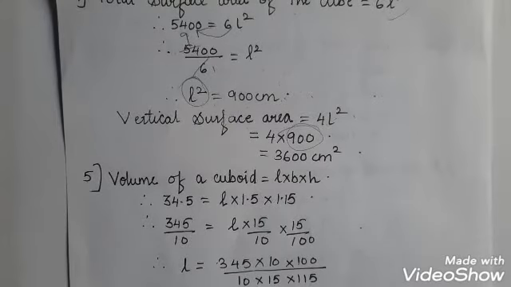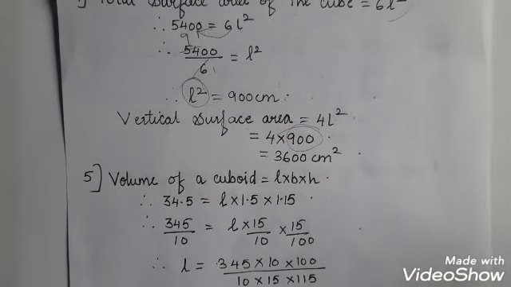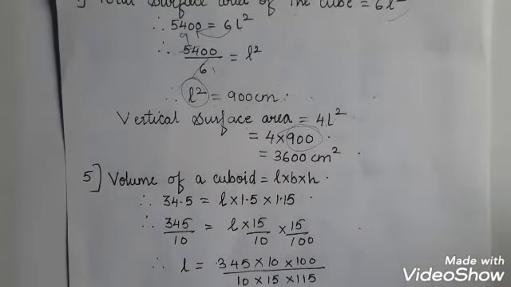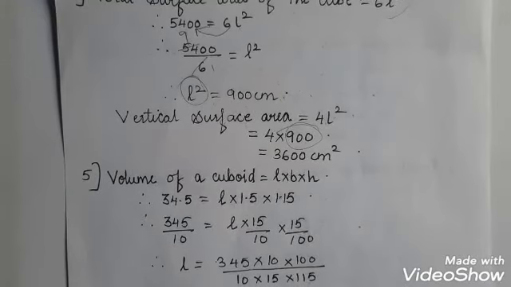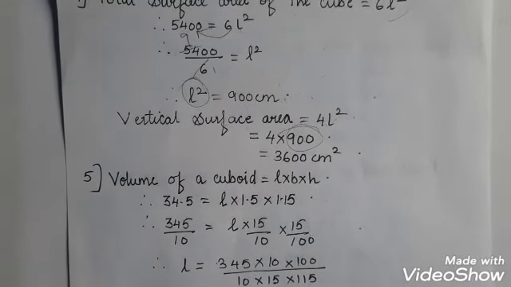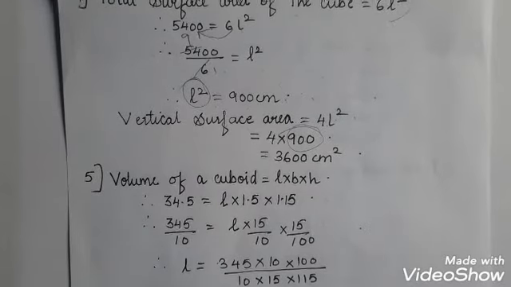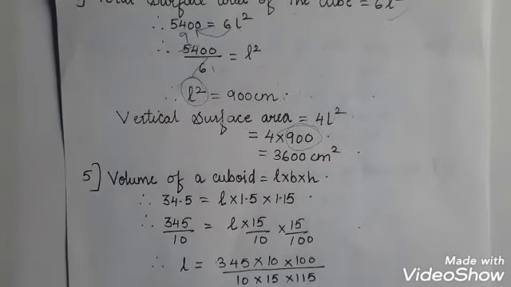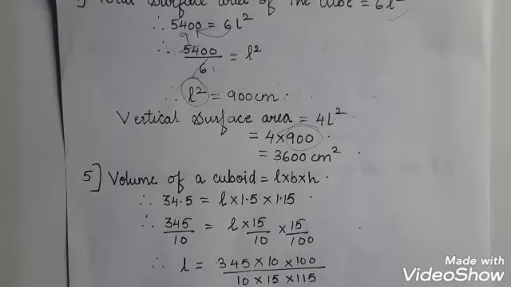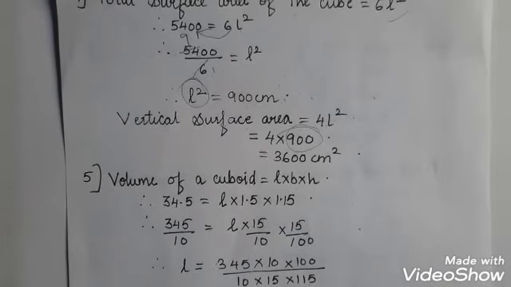Next, the fifth sum. The volume of a cuboid is 34.50 cubic meter. Okay, what is given to us? The volume is given to us. Volume is 34.50 cubic meter. Breadth and height of the cuboid are 1.5 meter and 1.15 meter respectively. So breadth and height are also given to us. We have to find the length.